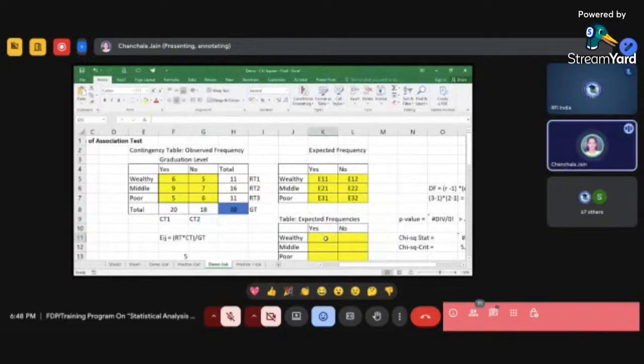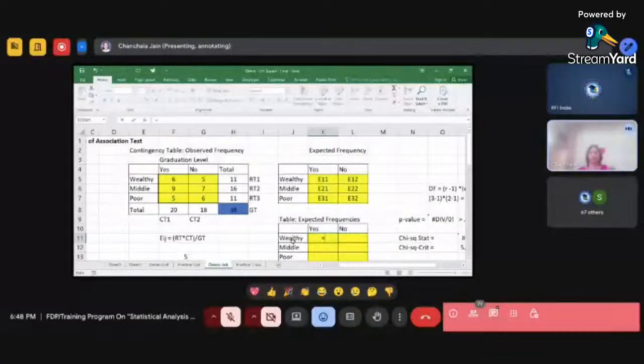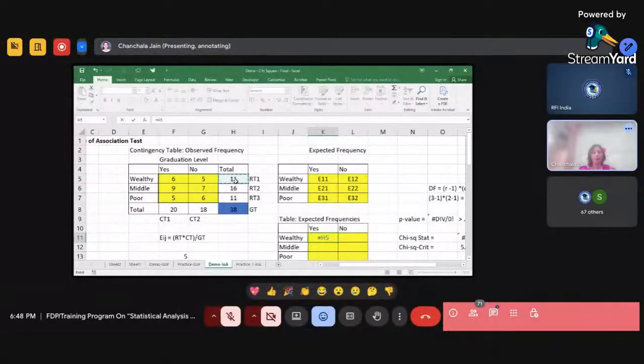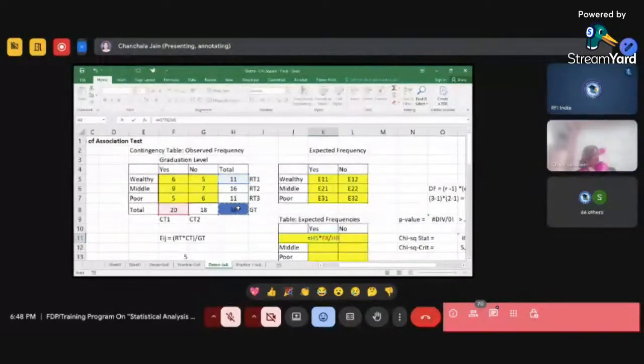Here, you can see I have put an equal sign in my expected frequency table in context to the first combination, wealthy and yes. Now I am selecting this yes and wealthy. This is the first row, right? So I'll select this row total multiplied by this column total divided by grand total. Is it fine? Wealthy is first row. Yes is first column. Done?